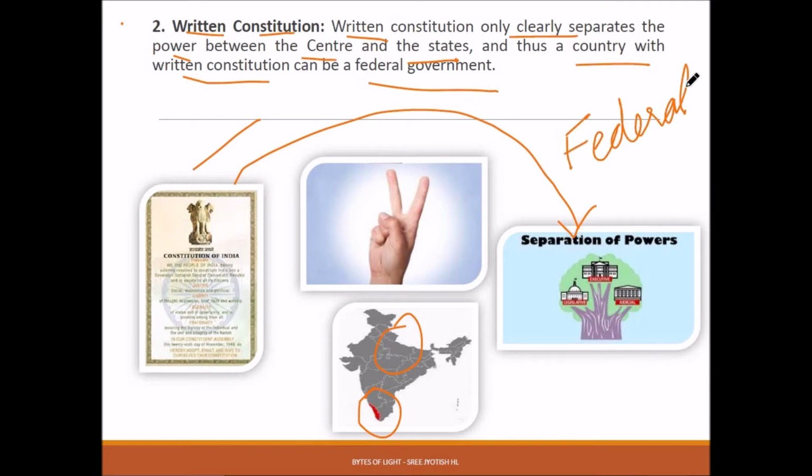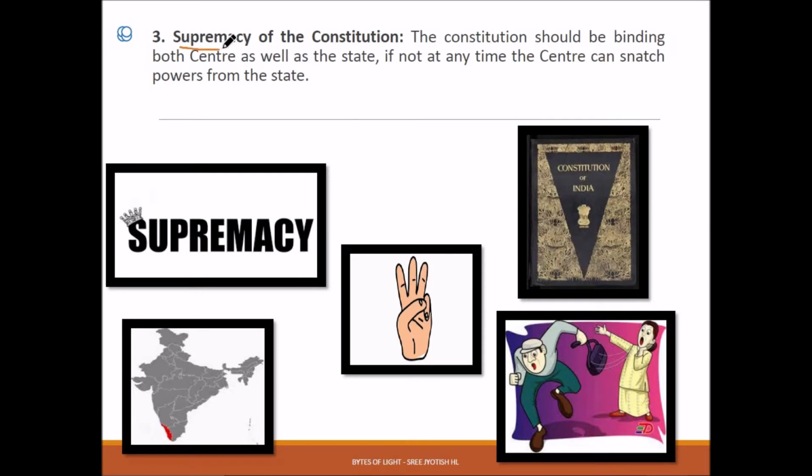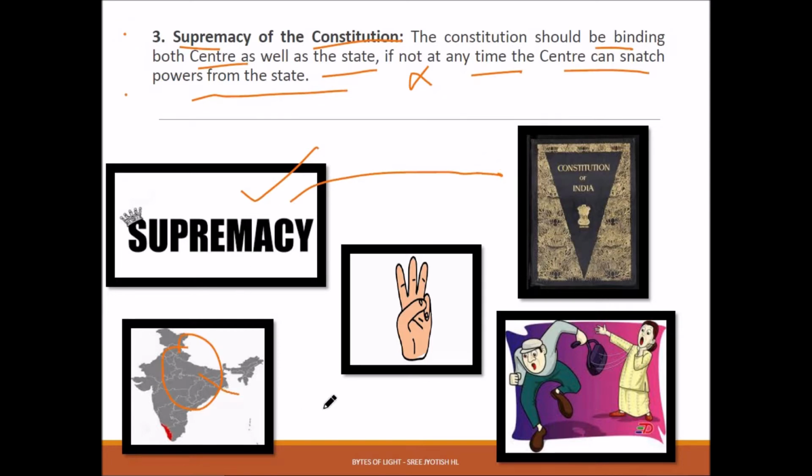Coming to the third test, the presence of the supremacy of the constitution. That is, the constitution is supreme, and the constitution should be binding on both the center as well as the state. If not, anytime the center can snatch powers from the state. The supremacy of constitution is very important, else the center shall snatch the powers from the state.